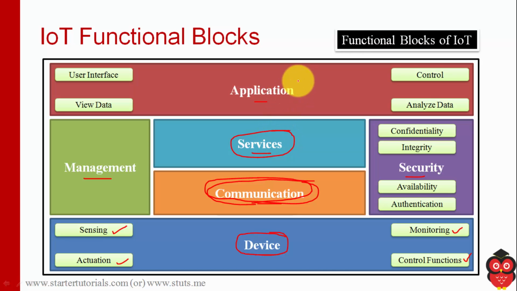And then we have application block. This is where the users of the application interact with the IoT system. So we have either mobile applications, desktop applications, the user interfaces, and you can view the data which is collected by the sensors and the devices. You can play with the data, you can make analysis, and you can control other aspects of the IoT system through the application.